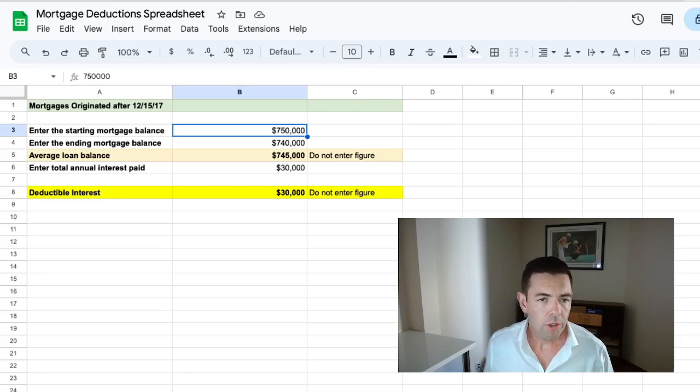In this video, I'll show you how you can easily calculate the deductible portion of your mortgage interest. This is a spreadsheet that I made in Google Sheets. I'll put a link in the description so you can access it yourself and input your own calculations.